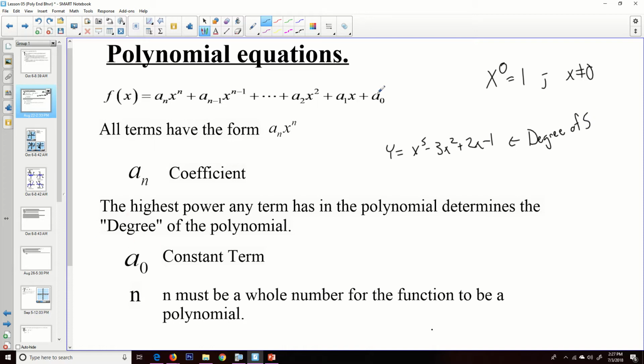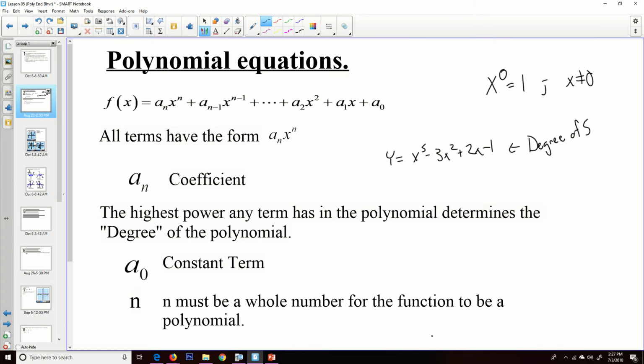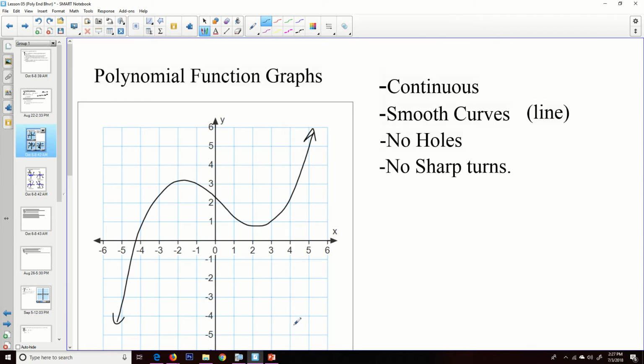The constant term is always the term that has no variable, and again, that's because anything to the 0 power would just be 1. N must be a whole number for the function to be a polynomial. If it's negative, if it's a fraction, or possibly a decimal, then this is no longer a polynomial function. That's all I have to say about that particular section.